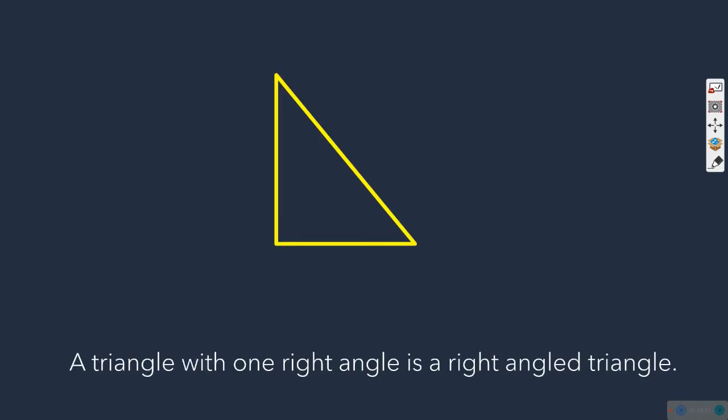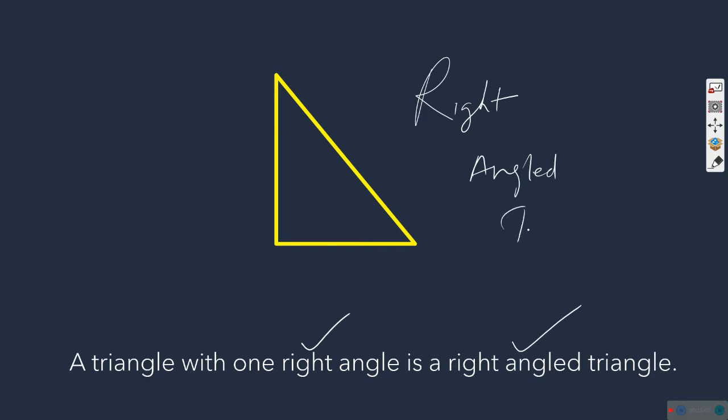Understood? The same way we can think about this triangle, which has a 90 degree or right angle. We will call it a right angled triangle.